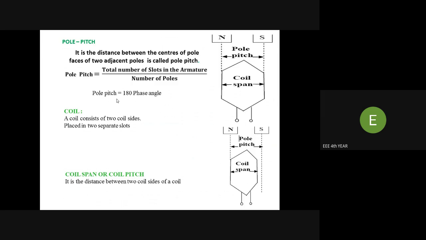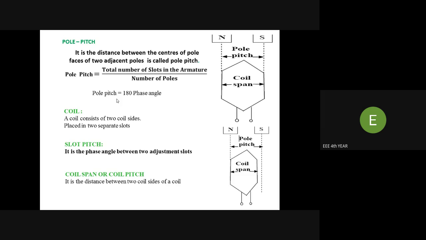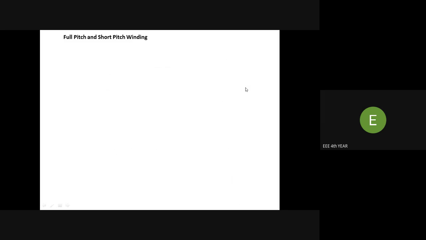Here the coil consists of two coil sides placed in two separate slots. Slot pitch is the phase angle between two adjacent slots. Now the full pitch winding. If the coil span is equal to the pole pitch, as I explained previously, it is called full pitch winding. So in this diagram, the pole pitch is equal to the coil pitch, and that is called full pitch winding.